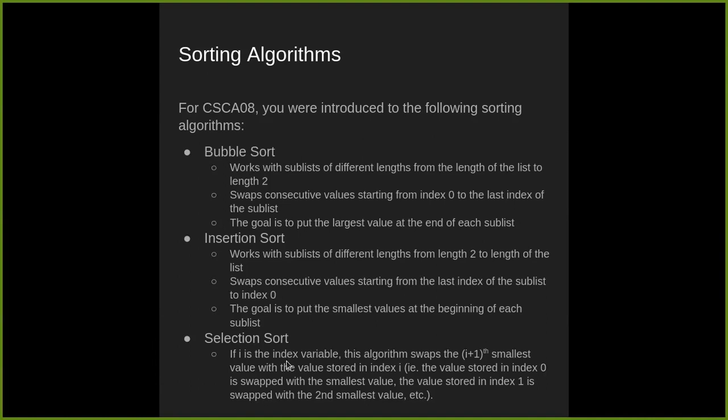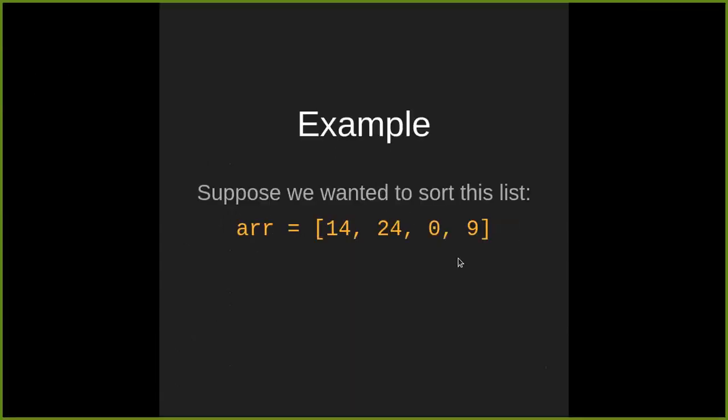Selection sort basically works by swapping the value stored at index I with the I plus 1 smallest value. For example, the value stored in index 0 will be swapped with the smallest value in the list, and the value stored in index 1 will be swapped with the second smallest value, and you can just keep going on and on until you reach the end of the list. To illustrate how these three algorithms work differently, I'm going to use this example.